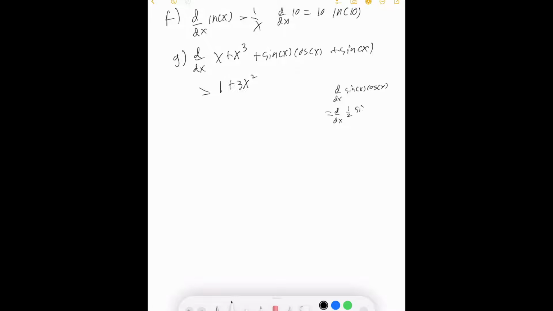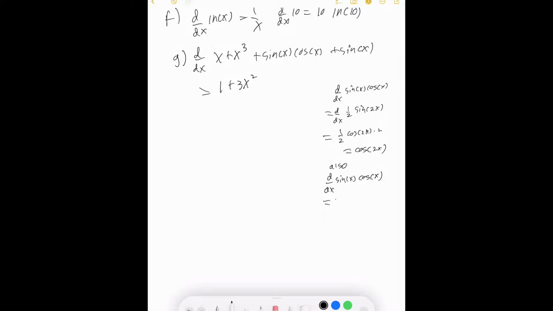So you can do this from the product rule, or you could just do this from that trig identity. I chose to do it from the trig identity because it's a little bit less work, right? You just wind up getting cos of 2x. If you do the product rule, you'll get two separate expressions added together, right? So we'll do that right now.